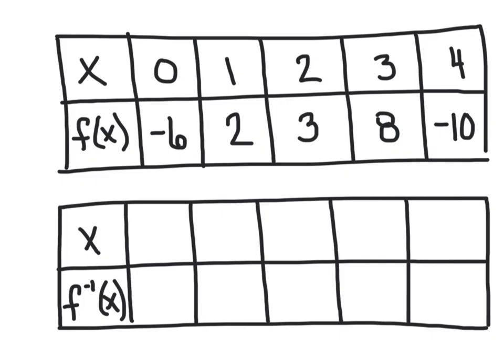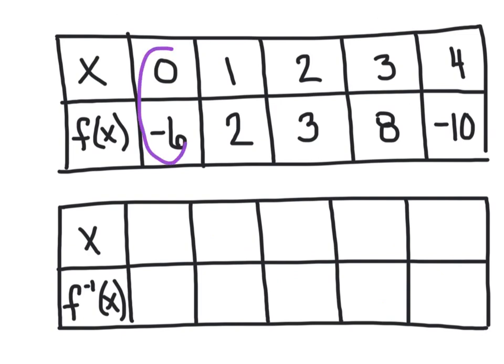Okay, this next exercise is going to be really, really simple, but it's a good one to practice just so we're all on the same page. They've given us a table of values. So instead of giving us a graph, they're just giving us a table of values for f of x right here. And we've got the points (0, -6), (1, 2), (2, 3), (3, 8), (4, -10). And they want me to fill in this table for f inverse, and here it is.